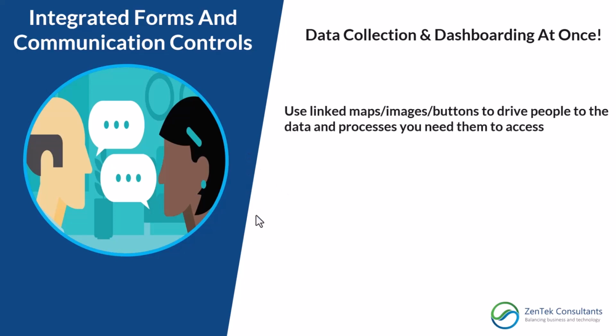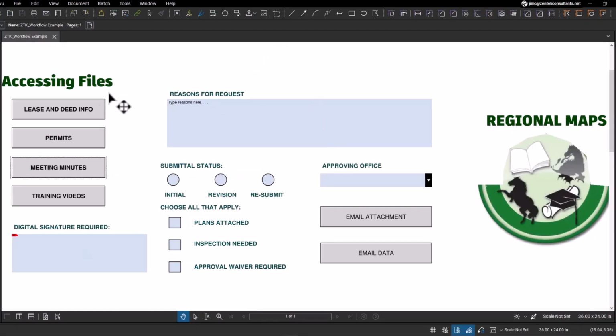The first thing we want to do, and we've talked about this before, is using linked maps, images, and buttons to drive people to the data and the processes that you need them to access. One of the things that we've shown in previous setups is the idea of using standard buttons and maps and things to open up items.